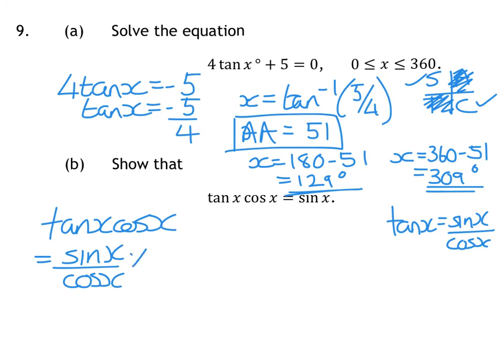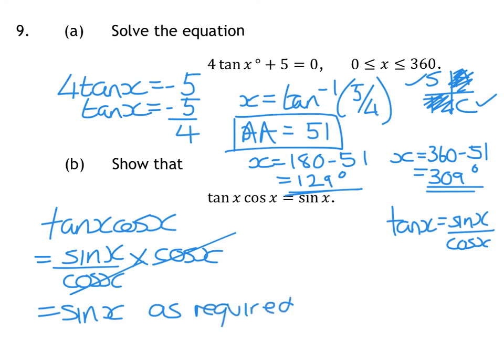They're stuck together, so they're just timesing. Now, I'm timesing my cos x and dividing my cos x. They're going to cancel out, so it leaves me with just sine x, which was what they were after. So I have proved that one. I've got the answer they wanted of sine x.